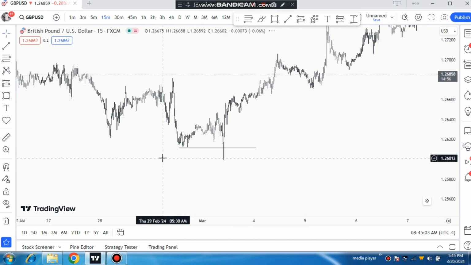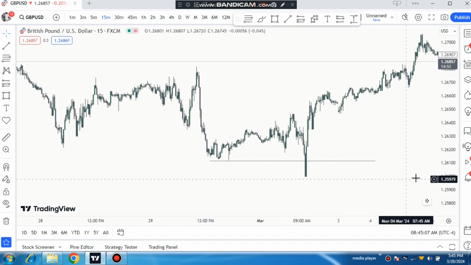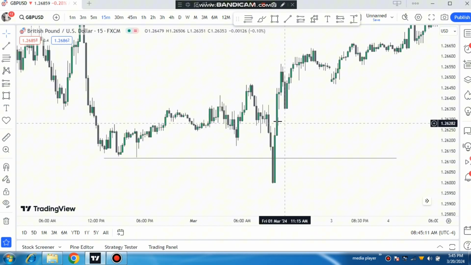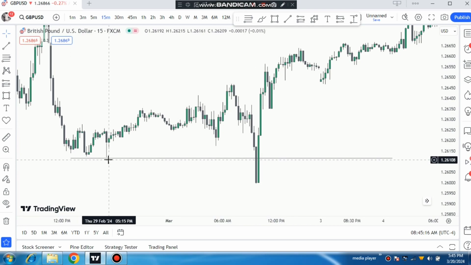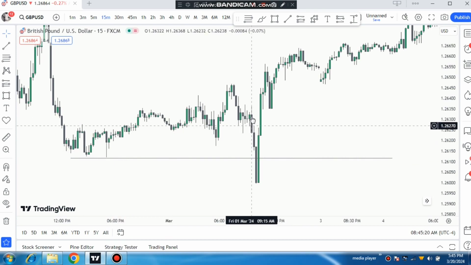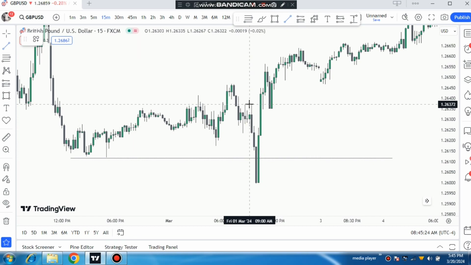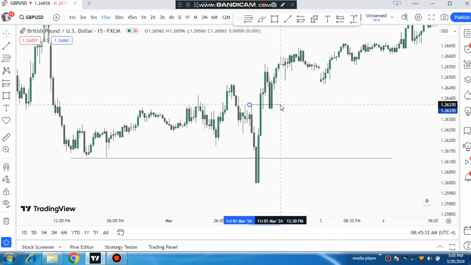So this was our area of interest. You can see this was the swing low, we got the sweep. Now what you have to do on the 15-minute is mark the last swing high that was made before sweeping this low. You can see this was the low, so you have to mark the last swing high that was made before sweeping that low, and you can see this was the last swing high that was made before sweeping this low. So we will mark this area.